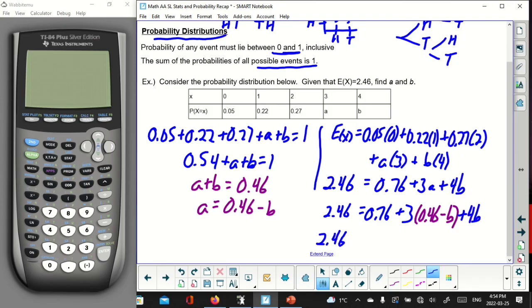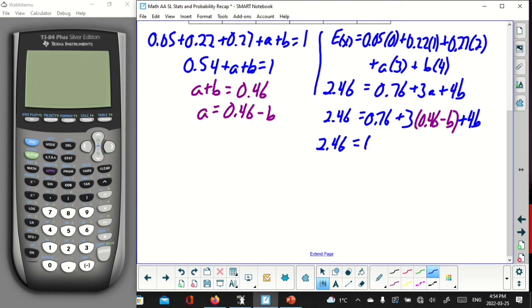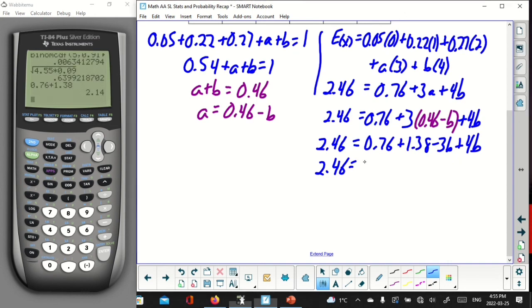And I can just keep working this through. And at any point, I could move that 0.76 over. Let's see. Multiply this out, I'll get 1.38 minus 3B plus 4B. Oh, glorious. We're just in 1 variable now. I can add 0.76 plus 1.38. I'll get 2.14. And this time it just says plus B. So I can move that 2.14 over to the other side, just subtract it from 2.46. I'll get B is 0.32. That's half of my answer, and it's more than half of my work.